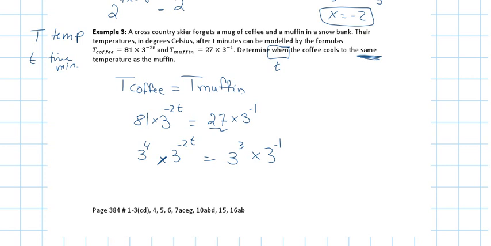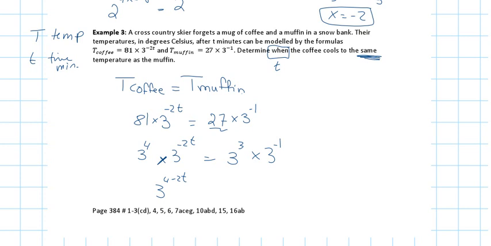Same base, so you can drop all the bases. Before I drop the bases, what do I want to do? I want to simplify the left side and the right side so they have only one base each. If you look at this one, I have the same base and I'm multiplying. So what do I do with the exponents? Add them. So that's going to be base 3 to the power of 4 plus negative 2t, that's 4 minus 2t. Do we see that?